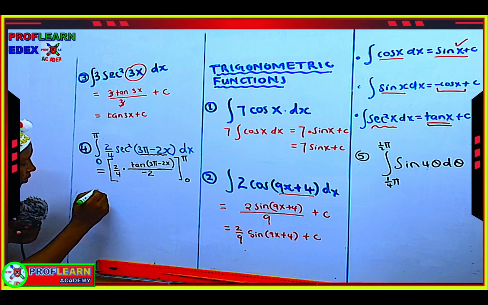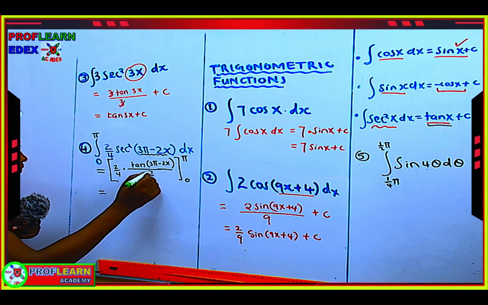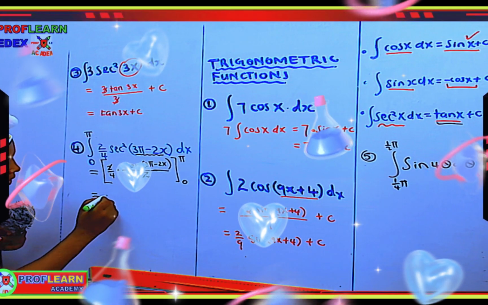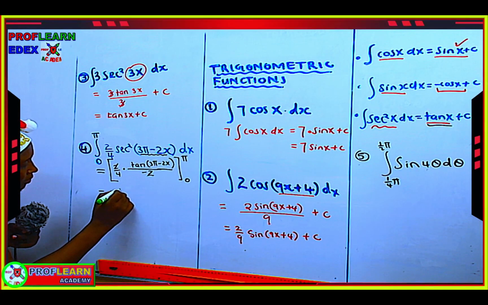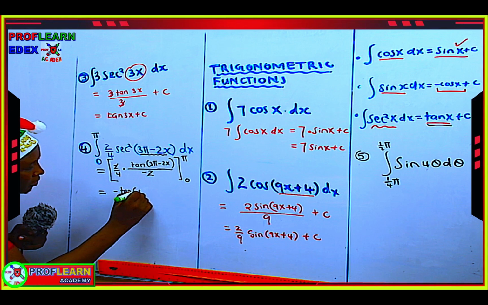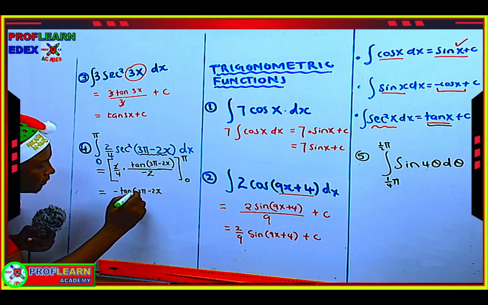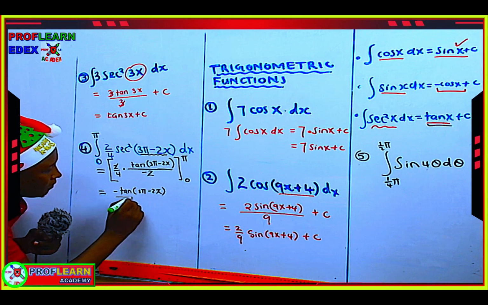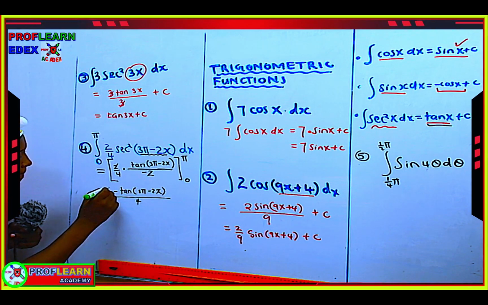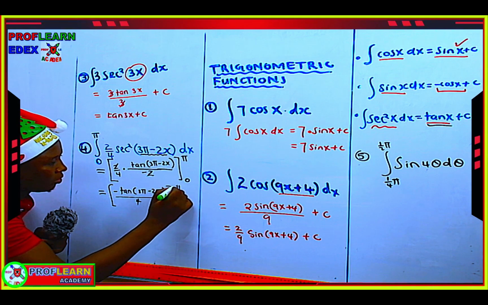Once we have done this, I want to simplify it further so that you can see what I'm going to get. This and this will cancel out. I shall have negative tan of (3 pi minus 2x) over 4, and this is from 0 all the way to pi.